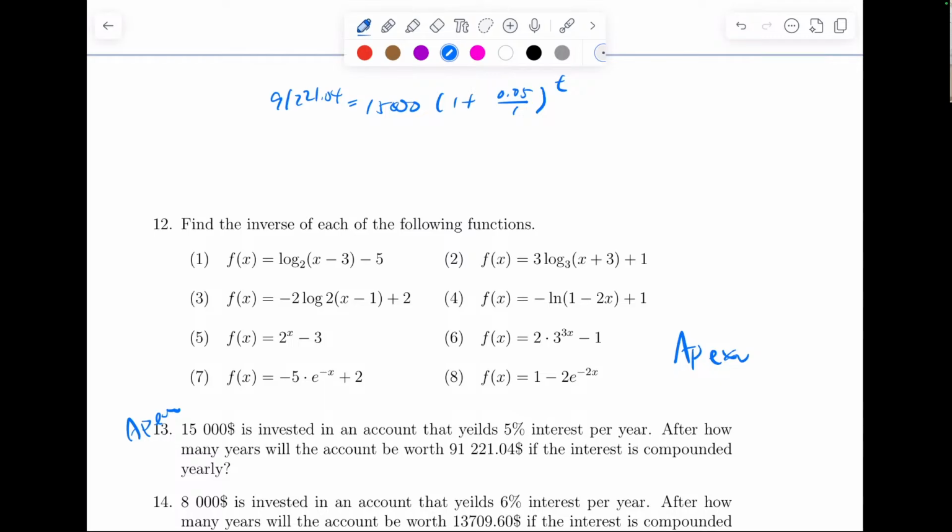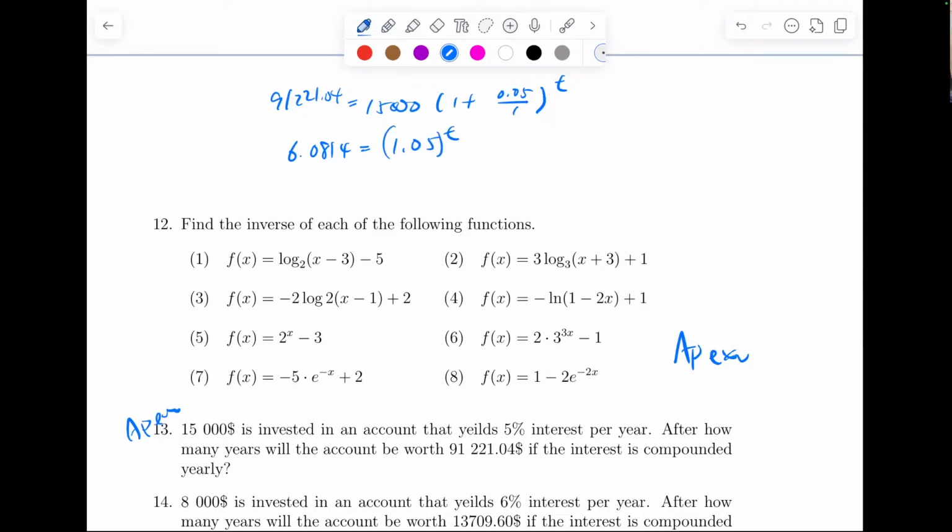You say, oh okay, I get this. And I said, okay, let's divide by 15,000 on both sides. So it'll be 91,221.04 divided by 15,000, and that's equal to 6.0814. So 6.0814 equals 1.05 to the t.